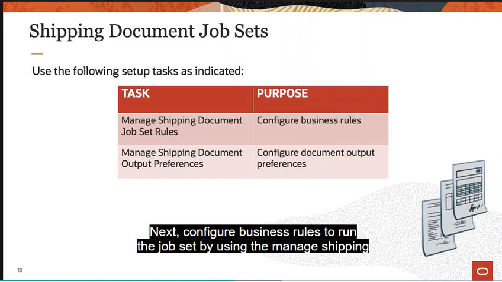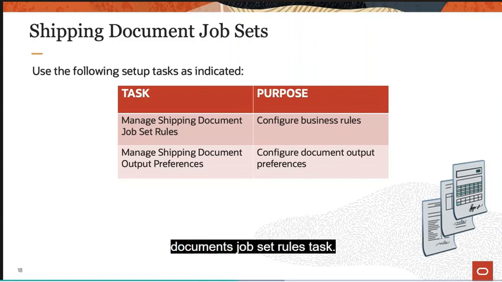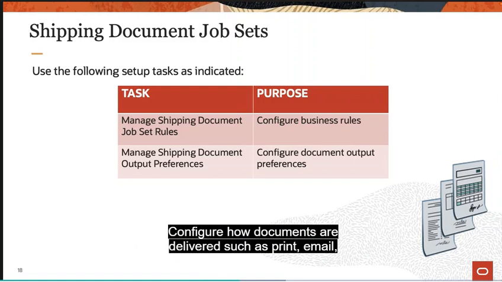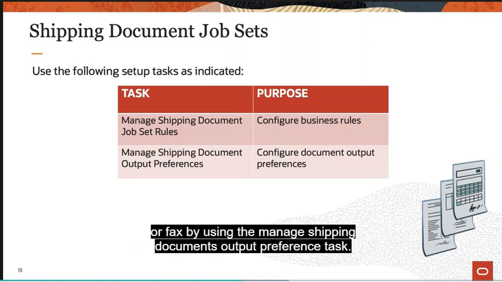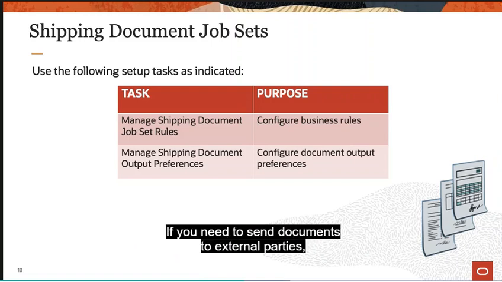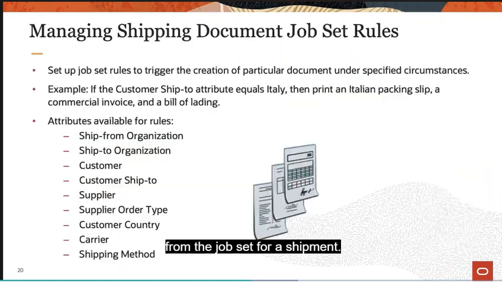Next, configure business rules to run the job set by using the Manage Shipping Documents Job Set Rules task. Configure how documents are delivered, such as print, email, or fax, by using the Manage Shipping Documents Output Preference task. If you need to send documents to external parties, you can integrate using Oracle Integration Cloud, and you can also use a service to retrieve a specific report from the job set for a shipment.